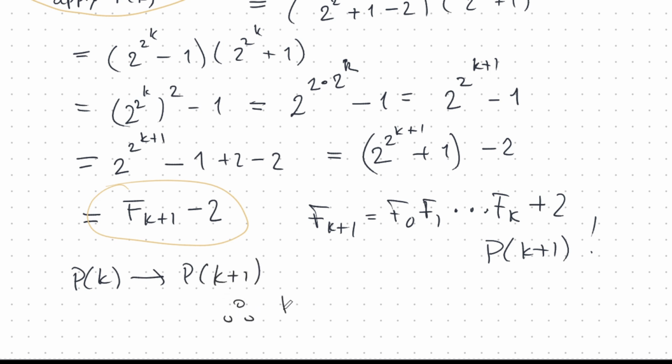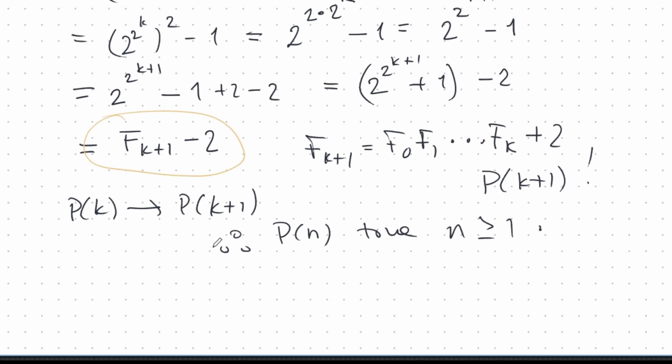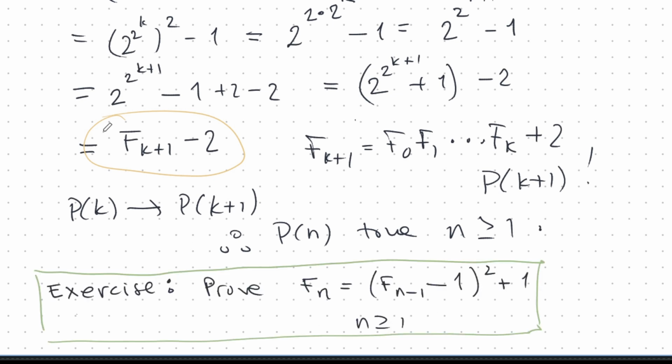And so therefore Pn is true for all n greater than or equal to 1, all the natural numbers. Very beautiful, this Goldbach recursion. And in fact, there are many recursions for Fermat numbers. Here's one that you can prove as an exercise. F of n is f of n minus 1 all squared plus 1. And this should be true when n is greater than or equal to 1. So you try proving this by induction and let me know in the comments if it worked out for you.